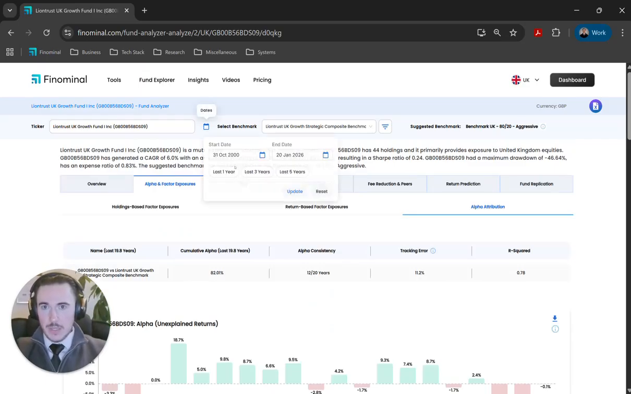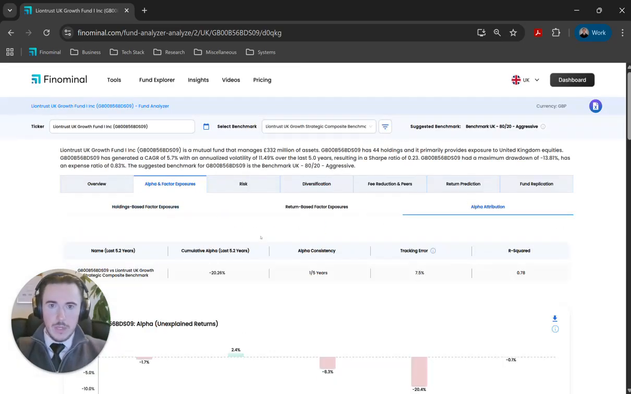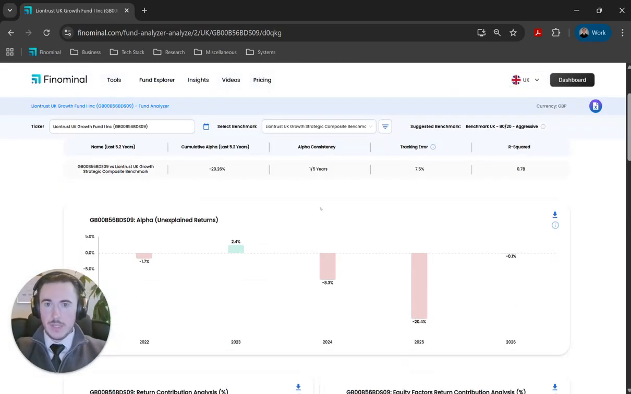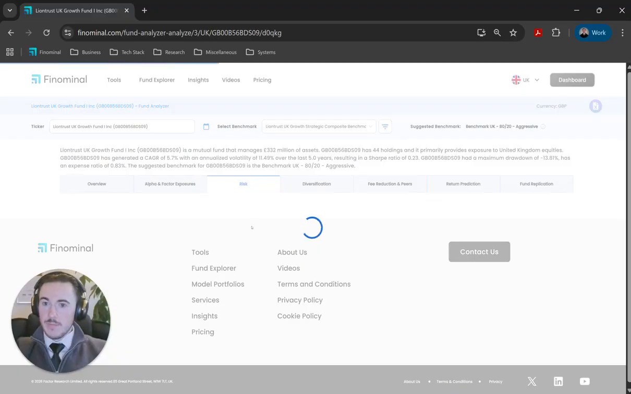But let's move back to the last 5 years, just to see a more recent picture. Looking at alpha attribution again, we've only seen an alpha consistency of 1 out of the last 5 years. Let's look now at risk.